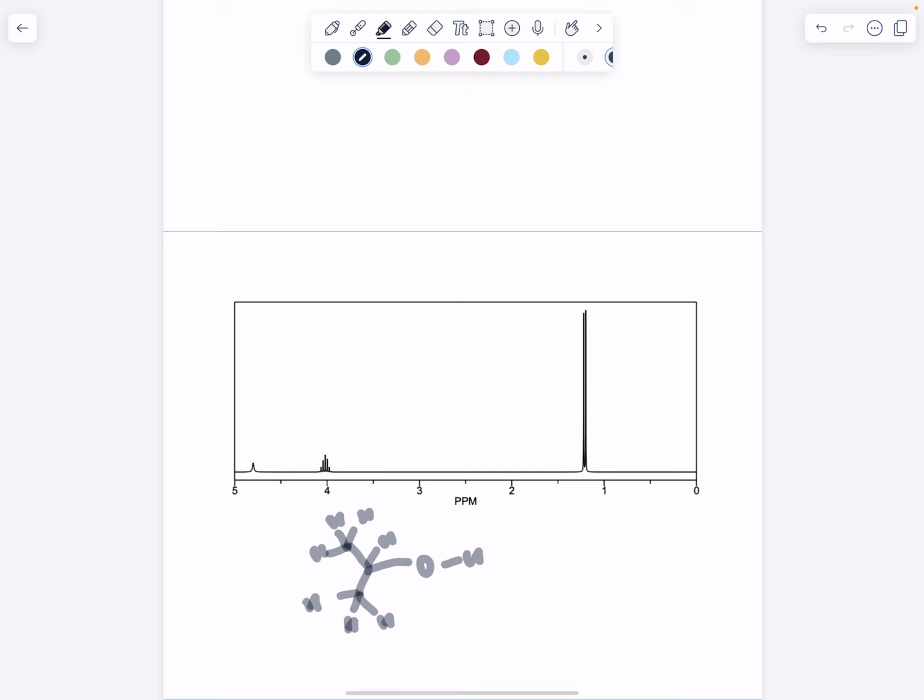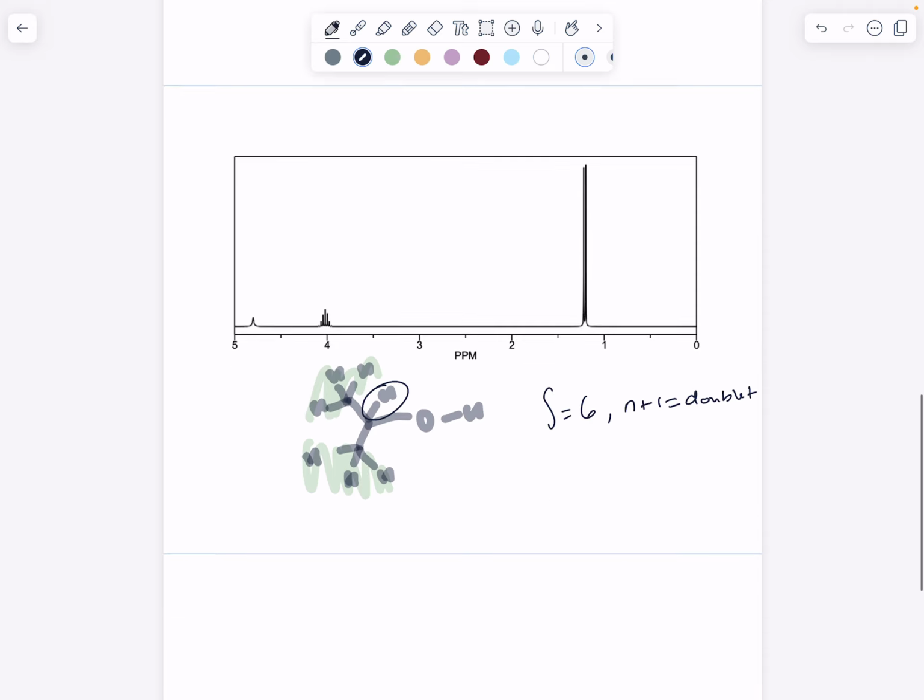So this is our structure, and we think that these green ones here are all one environment. So they would integrate to 6. Not that we have the integrals, that doesn't even matter. And they have one neighbor. This neighbor is all in the same environment. So you look at the carbon next door. There's only one hydrogen on the carbon next door, so N+1, so that would be a doublet. And this is an alkyl, so I would expect it to show up 1 to 2.